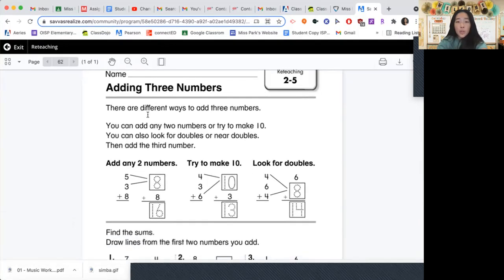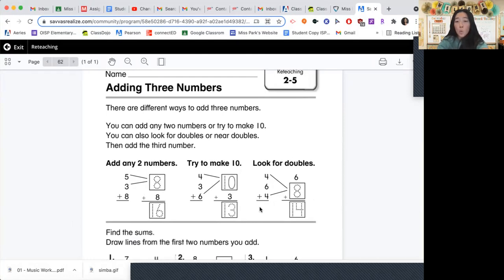So there are different ways to add three numbers. You can add any two numbers to try to make 10. You can also look for doubles or near doubles, then add the third number. So here we added near doubles. And then here we added doubles.